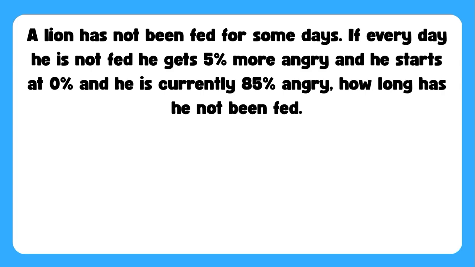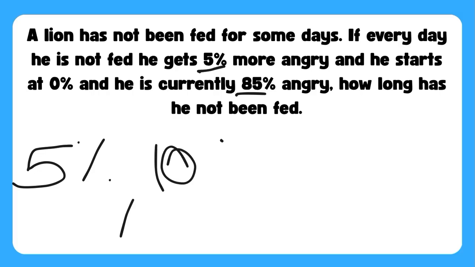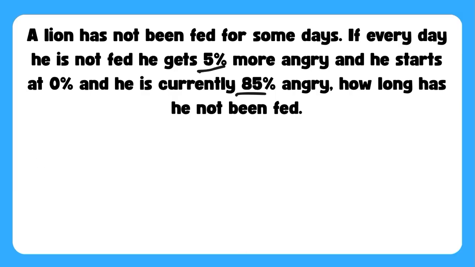Using some logic, we can see that every day it's 5% and he is currently 85%. So we can understand we have to divide these two numbers to find the number of days. Because if it's increasing by 5% every day, it's going to be 5%, then 10%, then 15%, like that. If he starts off at 0, which means if he's fed, he is at 0. But once he is not fed, it increases by 5%. So if he starts at 0, the first day he is not fed, it's going to be 5%.